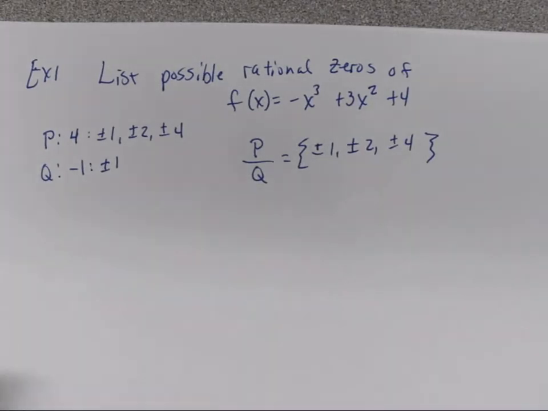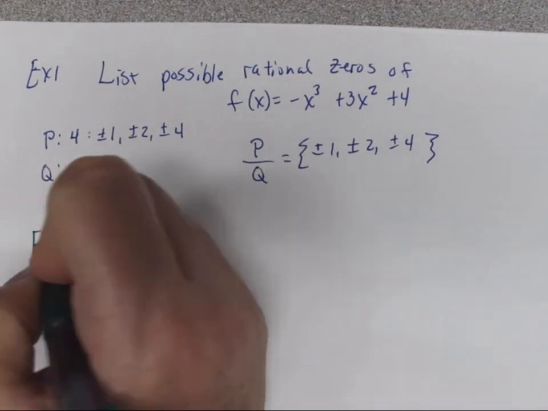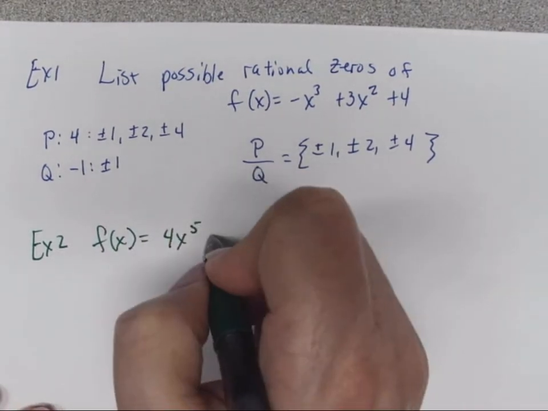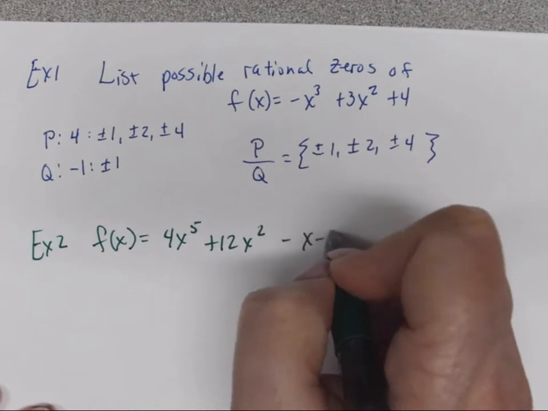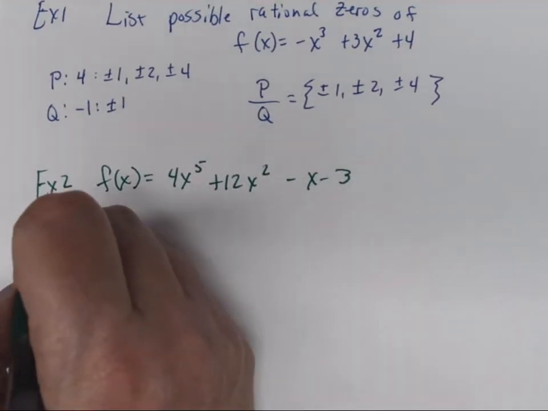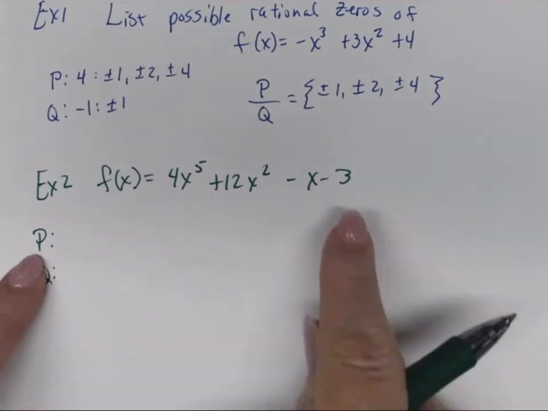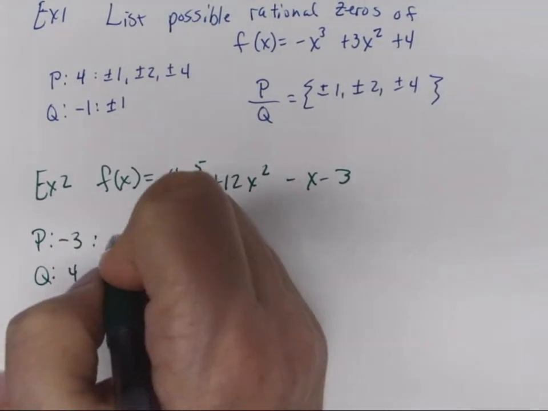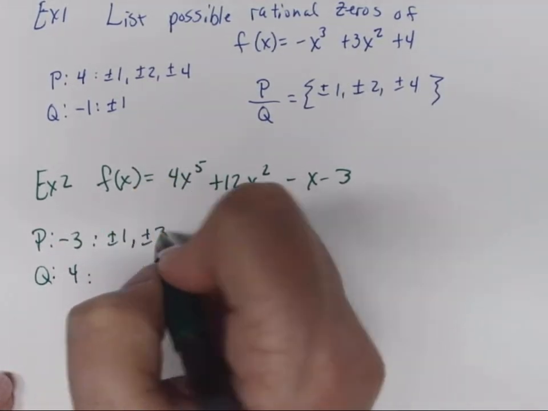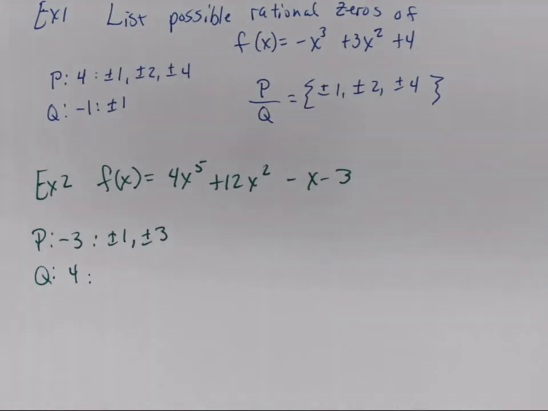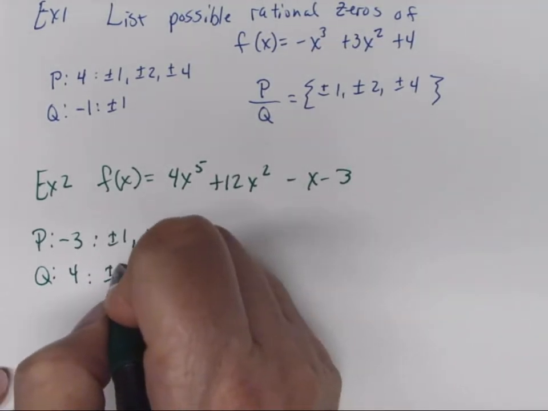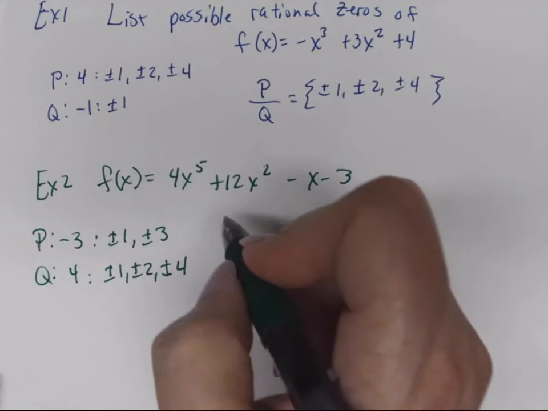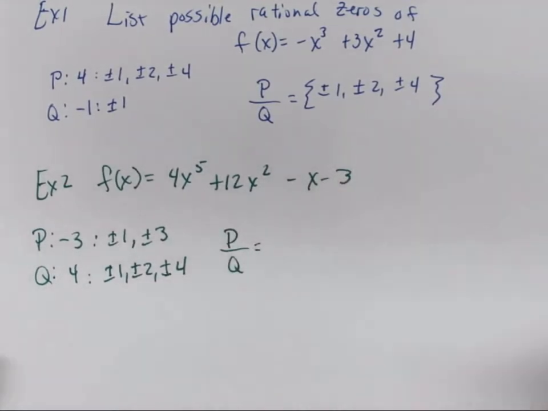All right, let's go look at another example. So example 2. If we have f of x equals 4x to the 5th plus 12x squared minus x minus 3. So again, we're looking for p and q. So p is negative 3 and q is 4. So plus or minus 1 and plus or minus 3 get us negative 3 when we multiply them together. And 4 would be plus or minus 1, plus or minus 2, and plus or minus 4. So this one will have a little bit more to do as far as finding the possibles.